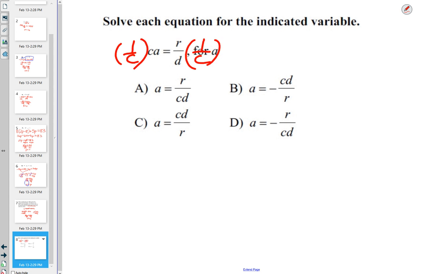The key part that you've got to understand is where is the C located? Where is the C located? On the bottom.